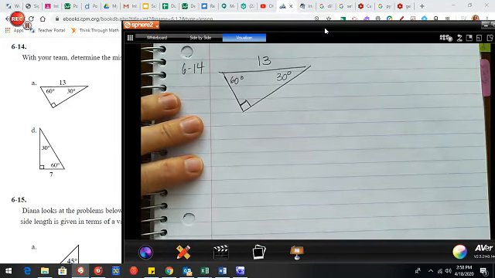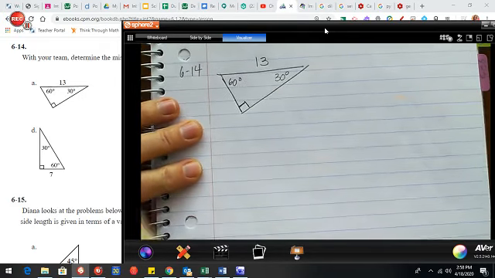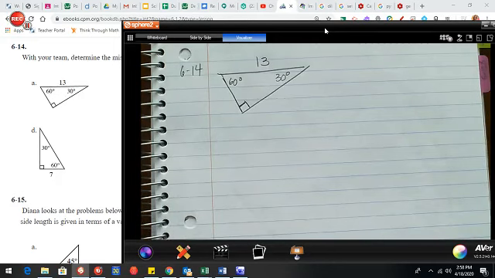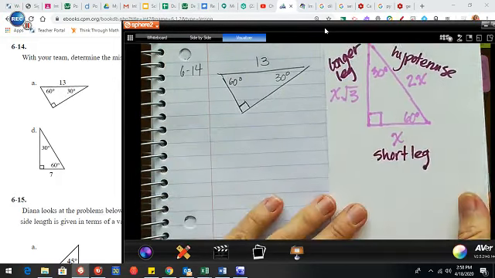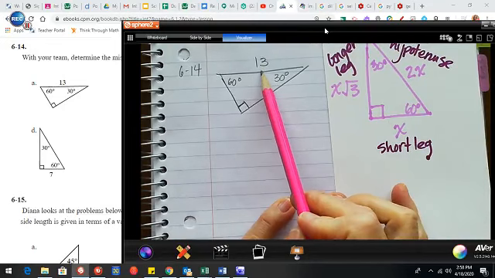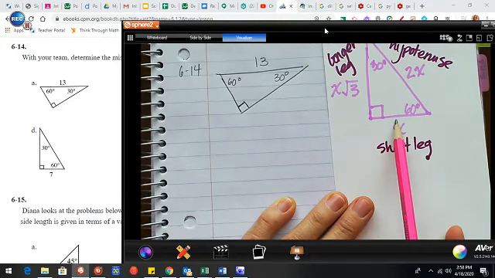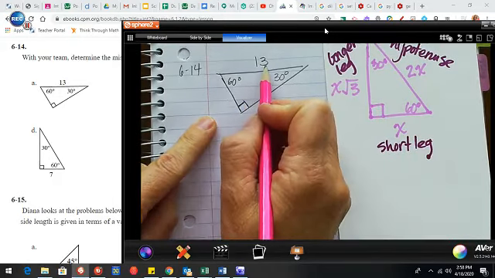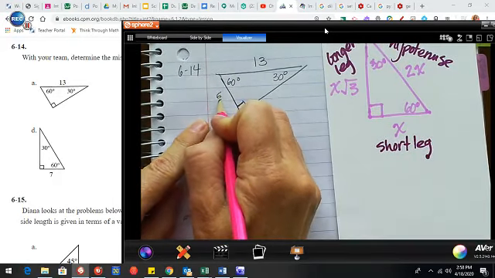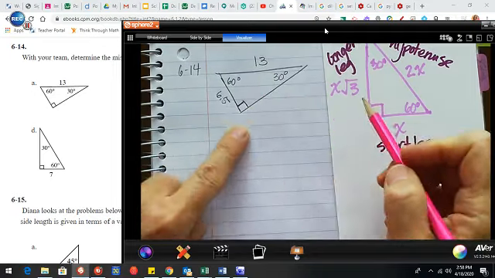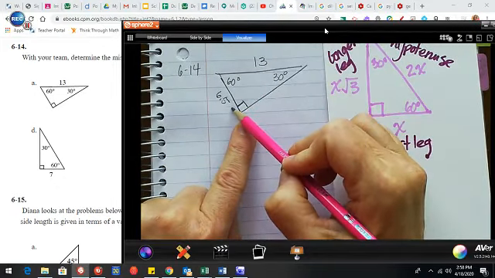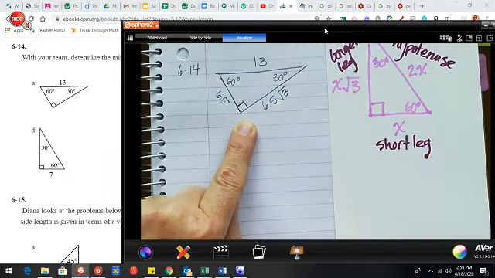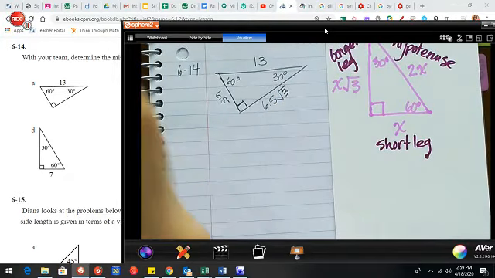So this one's just a 30, 60, 90 triangle. So let's see if you can do this. In a 30, 60, 90 triangle, the hypotenuse is always double that short leg. So then this short leg would be half of 13. So this would be 6.5. And then the long leg is always the short leg times the square root of 3. So 6.5 square root of 3.